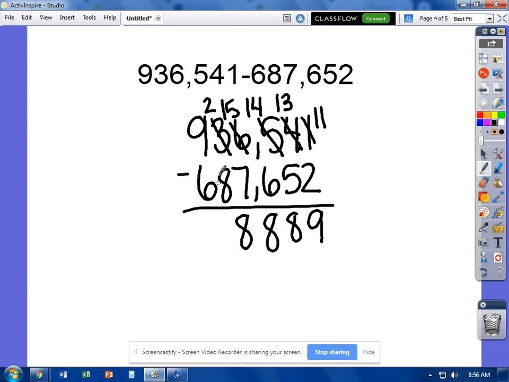I cannot do 2 minus 8, so I come over here from the 9 and borrow, making it an 8 first to make sure I don't steal before I add a 1 in front of the 2 to make it 12. 12 minus 8 is 4. 8 minus 6 is 2. So the final answer would be 248,889. Okay?